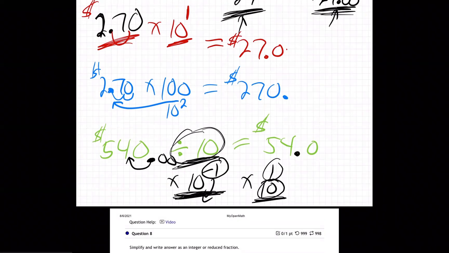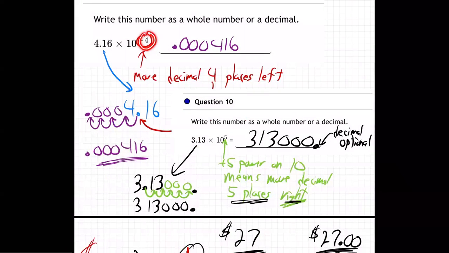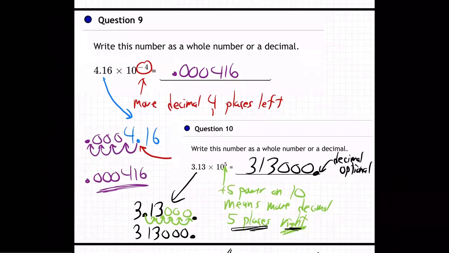So multiplying by a negative power moves it left that many spots. You see, it just does, doesn't it? And multiplying by 10 to a positive power moves it right that many spots, doesn't it? So that's the rule. When they give you 10 to a negative power, you move the decimal left that many spots. They give you 10 to a positive power, you move it right that many spots. There we go.